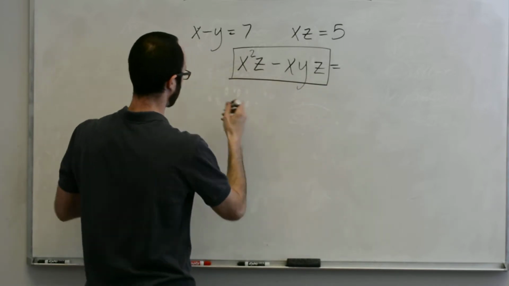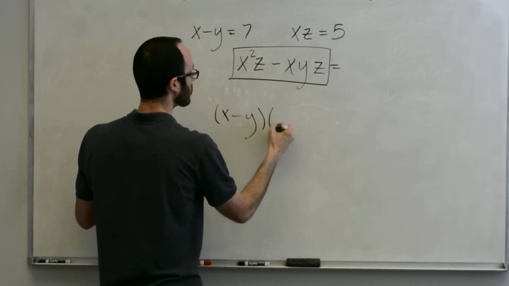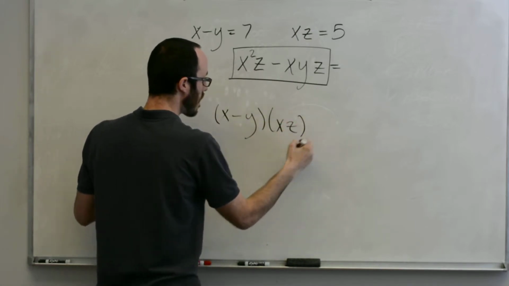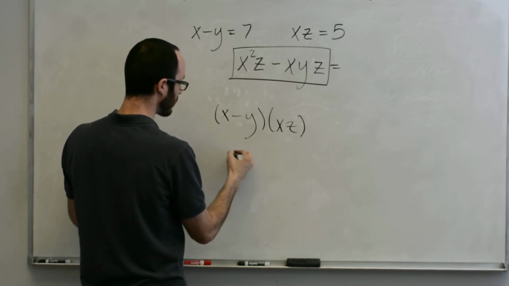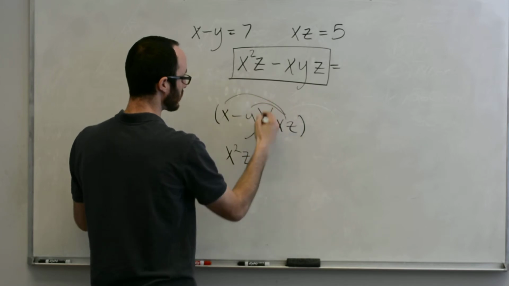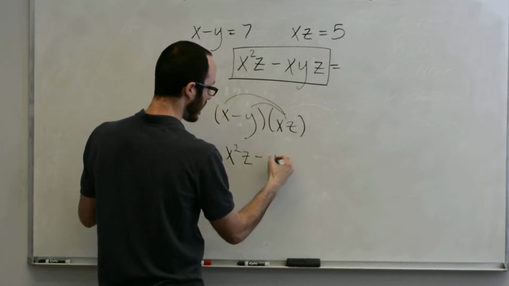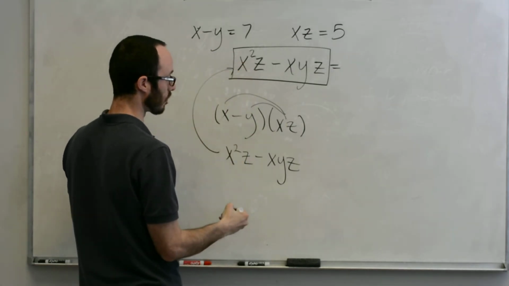So if we were to combine the two equations, and we were to distribute xz into x, xz times x would give us x squared z. If we were to distribute xz and negative y, it would give us negative xyz. And that's exactly what they're asking for in this problem.